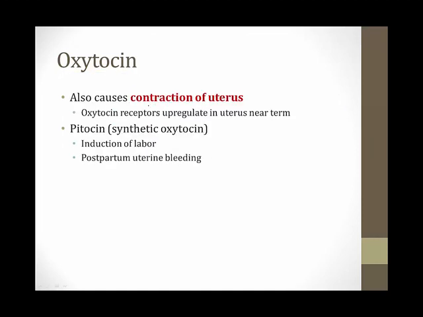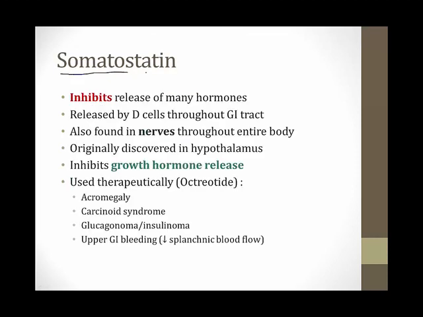Oxytocin also causes contraction of the uterus. Oxytocin receptors upregulate in the uterus when the baby gets near term. And this is going to be important when you do your OBGYN rotations because you will administer a drug called Pitocin, which is synthetic oxytocin. This is used for induction of labor. It's also used in women who have heavy uterine bleeding postpartum because it will contract the uterus and limit the amount of bleeding. Finally, I'll discuss somatostatin.